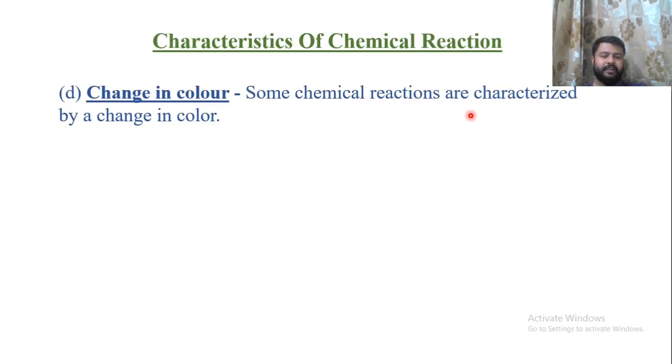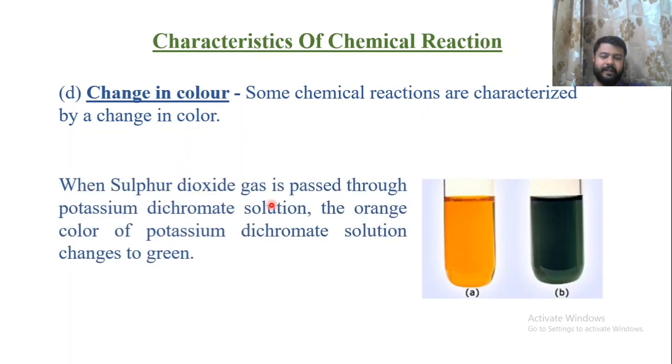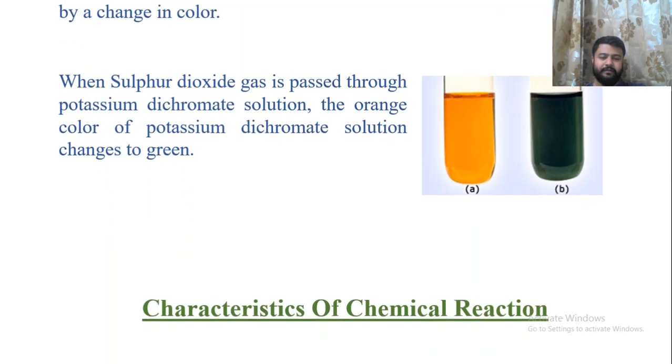The next is change in color. Some chemical reactions are characterized by a change in color. For example, when sulfur dioxide is passed through potassium dichromate solution, which is orange in color, we get a green color. So this is the change in color situation.